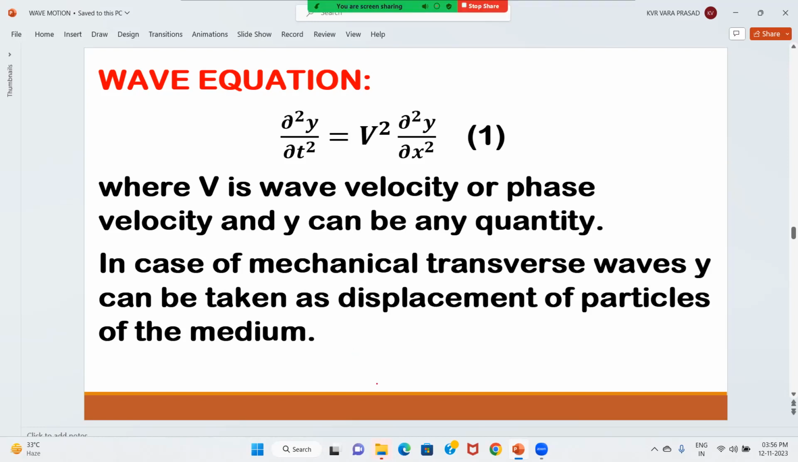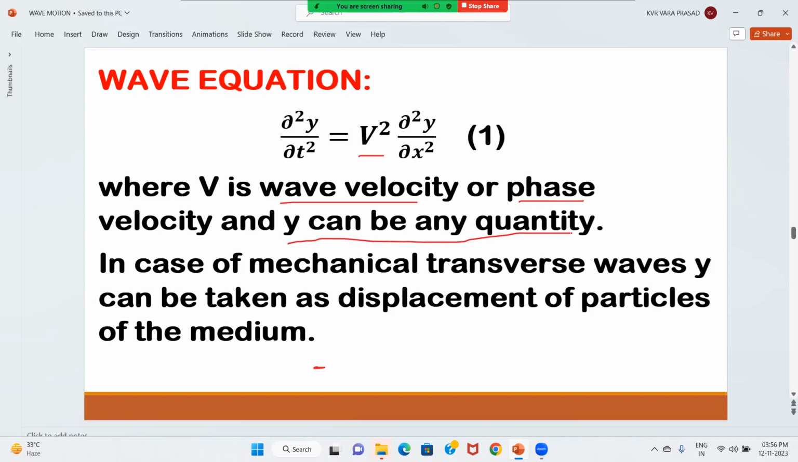So in this, v is known as wave velocity. v is known as wave velocity or phase velocity. Both are the same. And coming to y, it can be any quantity. Remember, y can be any quantity.